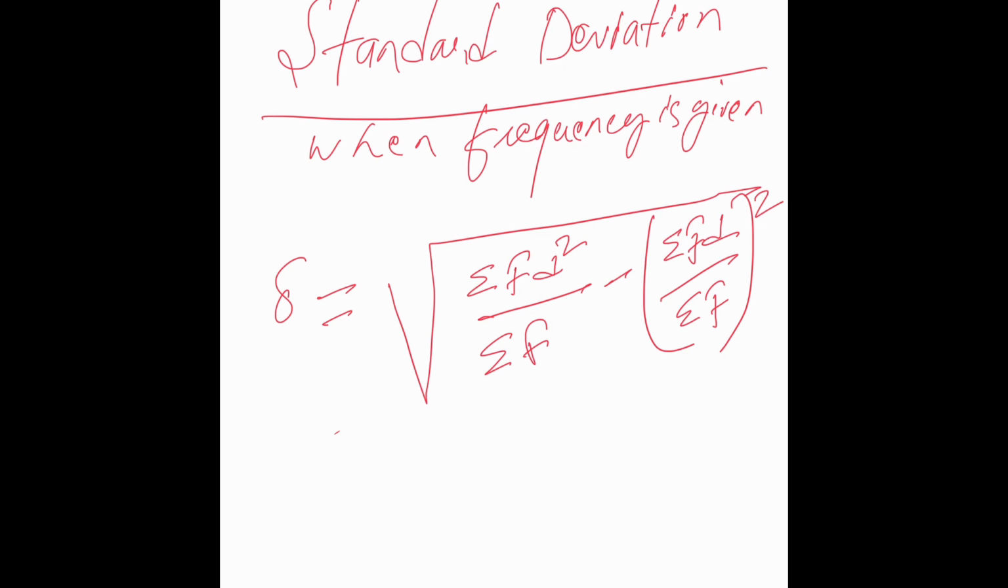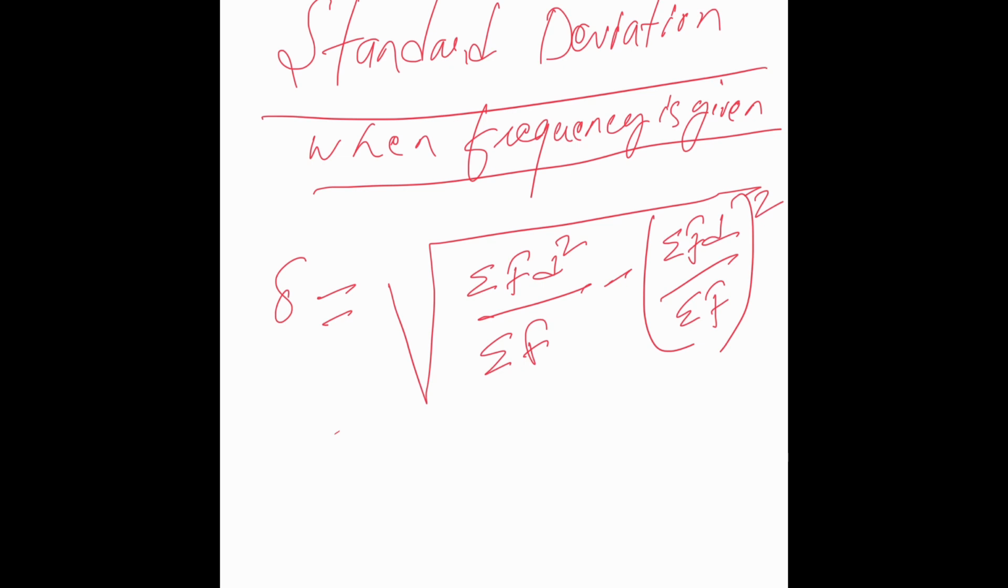Okay, in our last class, we solved some problems when only individual observations or individual series were given. Now we are going to solve some problems when frequencies are given with the variables. Now, what is the formula?